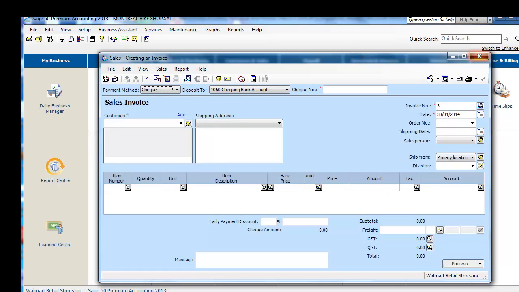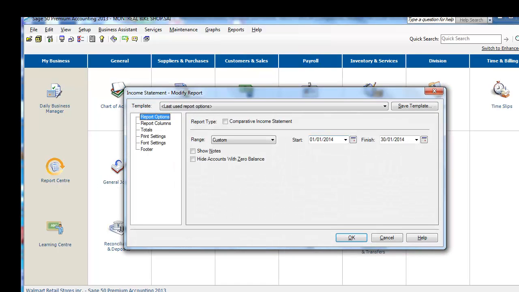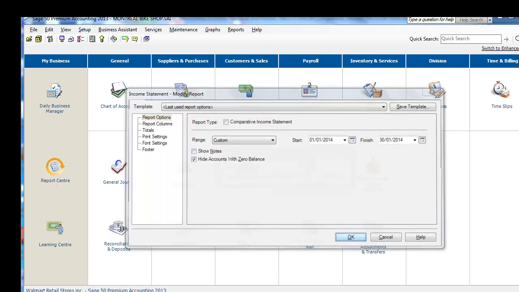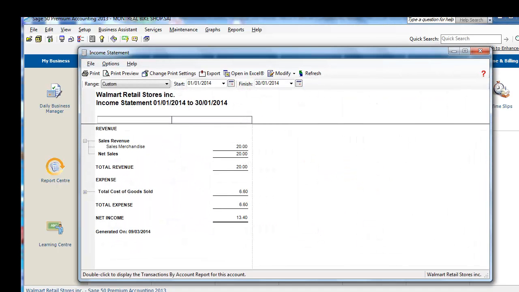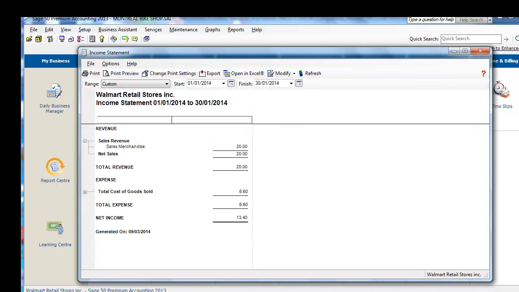Once we process that transaction, what will happen to our income statement? Well, let's have a look. Let's go to the income statement directly from the beginning to the end, and I'm going to hide the zero balances. Here we go. The sale of $20, as we all know, is a credit balance. And my total cost of goods sold of $6.60. The system, again, is not designed to read gross profit, but this is exactly what it will be. Total revenue of $20 less my cost of goods sold of $6.60 will provide me a gross profit. This should read gross profit at $13.40.